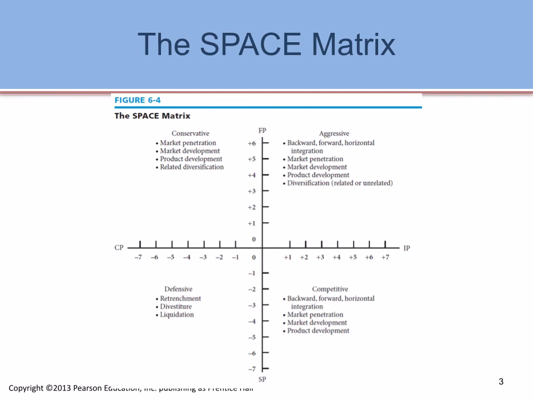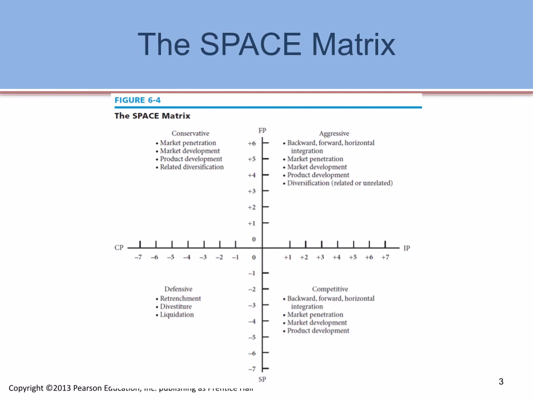Aggressive strategy is the intersection of FP and IP. Competitive strategy is the intersection of IP and SP. Defensive strategy is at the intersection of CP and SP, whereas the conservative strategy is at the intersection of FP and CP. But then how do we determine these intersection points?